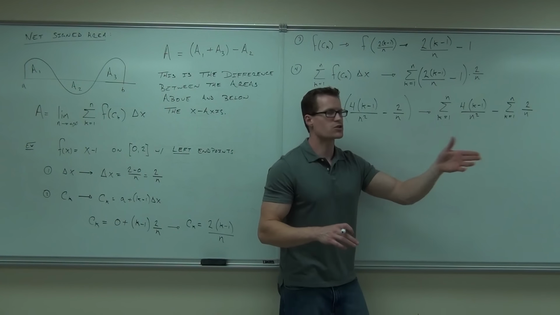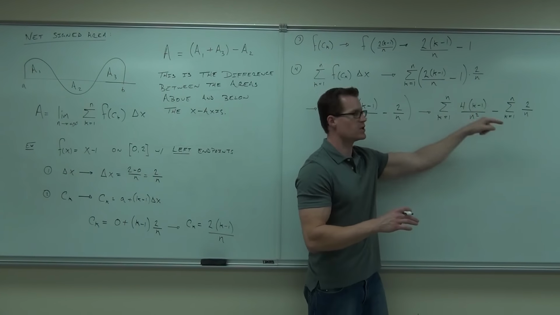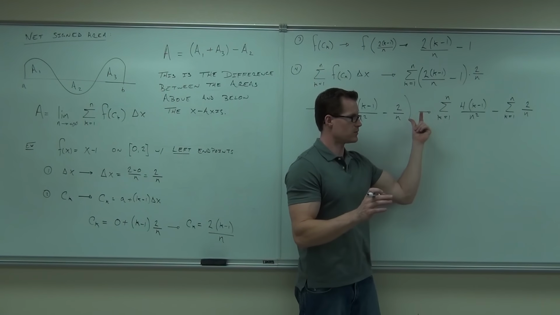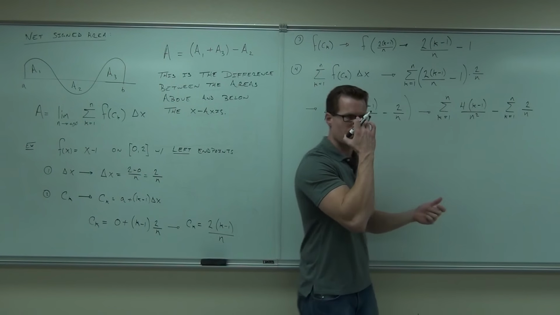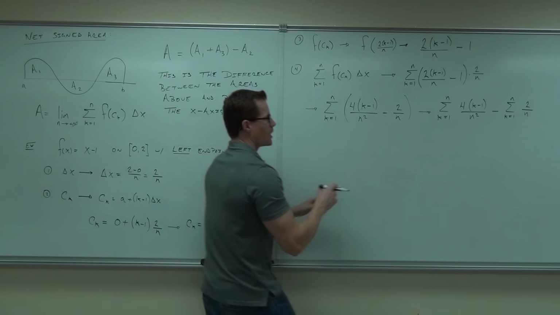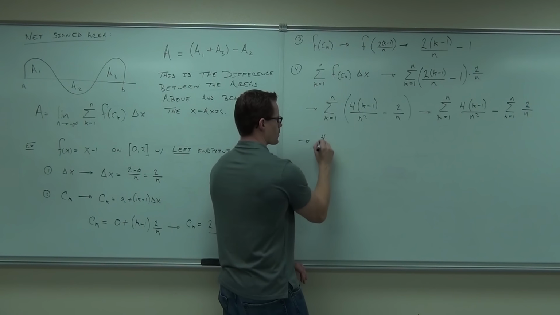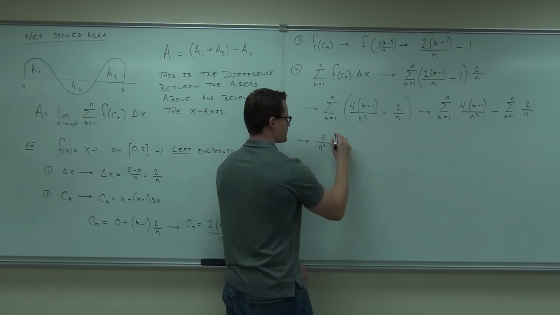If you want to break it up, why don't you try it? Some of you who feel like distributing and then breaking it up, go ahead and do that. You pull this out? Yeah. Okay, we could do that too. That's probably the way I'll choose to do. So I'm going to look at this one. I'm going to say, all right, well, I know this is 4 over n squared.